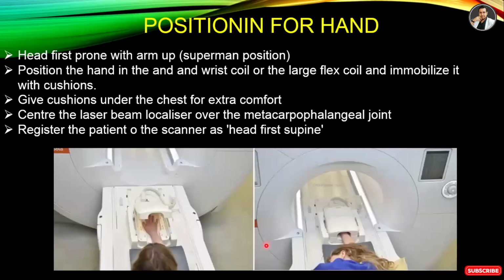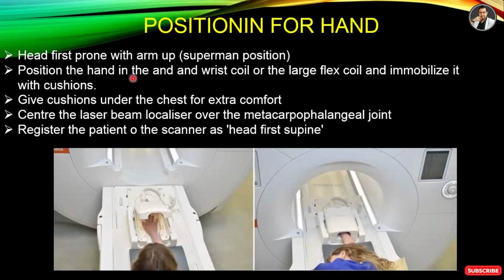Now let's see how to position the hand. First, we see the hand and wrist coil. The patient's hand can be placed inside the coil. The patient will be in the prone position with the hand in front. This position is the Superman position. So we will keep the hand in the PA position. The dorsal surface of the hand will be above and the palmar surface below.